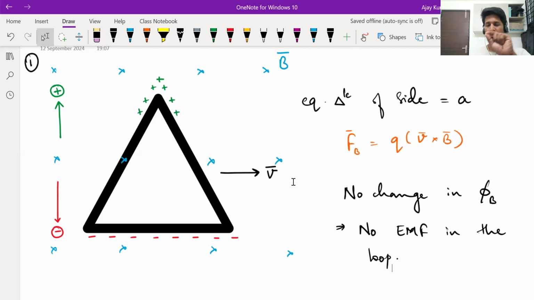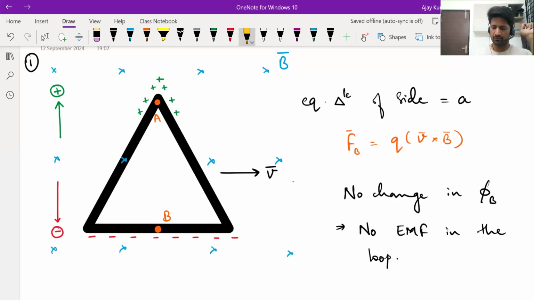But is there any potential difference between points of the loop? Yes, it is there. Okay, you consider this topmost point, call it as A, and you consider this bottommost point, call it as B. Positive charges went to A and negative charges came to B. So there is a potential difference between A and B. Okay, if I ask you how much is the potential difference, you can tell that also.